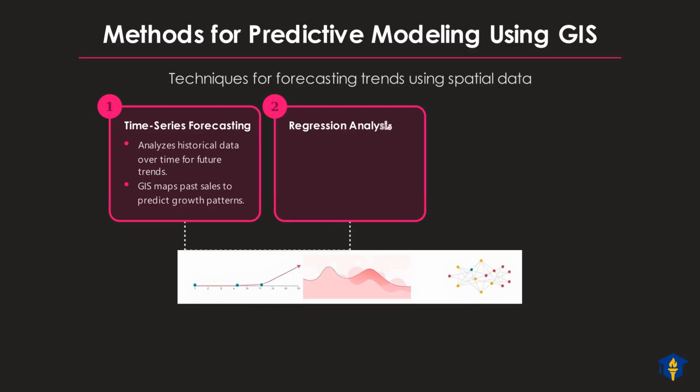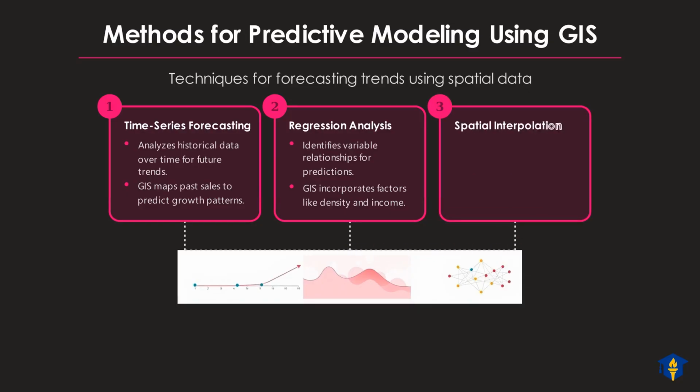Next, regression analysis helps identify relationships between different variables for prediction. This technique identifies relationships between variables such as sales and demographics to make predictions. GIS incorporates factors like population density and income to enhance regression model accuracy.